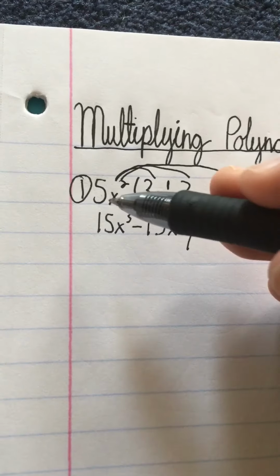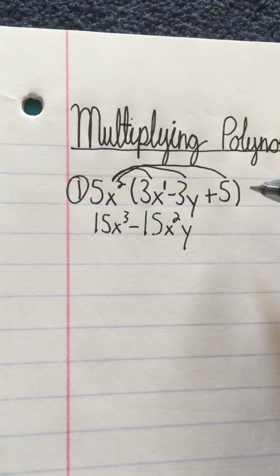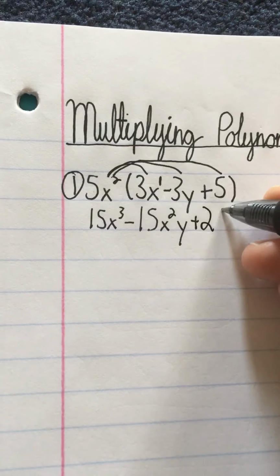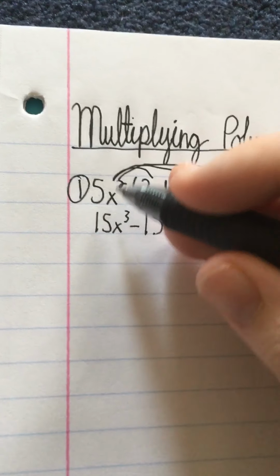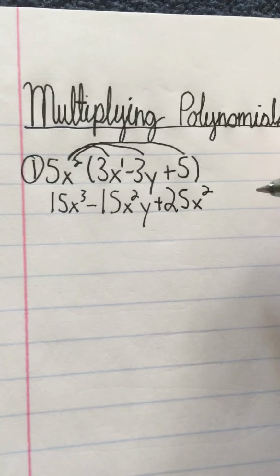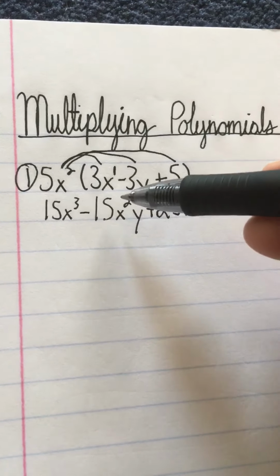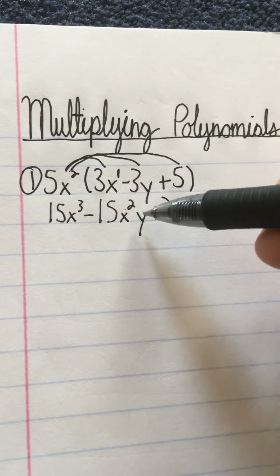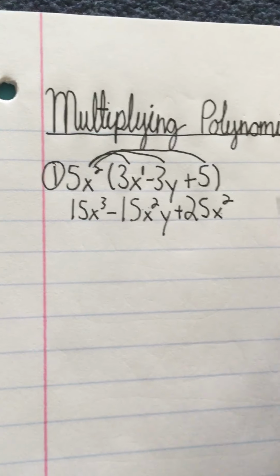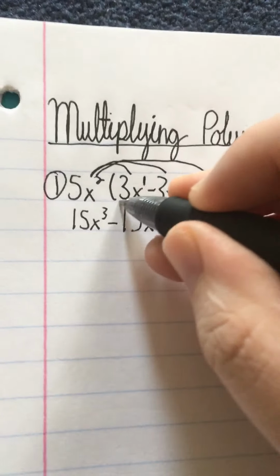So then for this last one, we have 5x squared times positive 5, which leaves us with 25, and we just bring along this x squared. Now, even though we have two x squareds here, because this y is attached, these two are not like terms. So we have no more like terms, so this is our final answer.